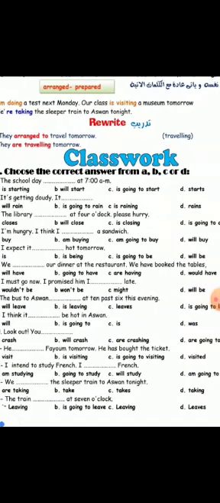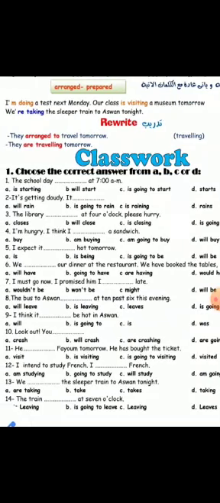Number five, I expect it will be, because we have expect. It will be hot tomorrow. Number six, our dinner at the restaurant, we have booked the tables. So this is arrangements. So the answer is we are having.